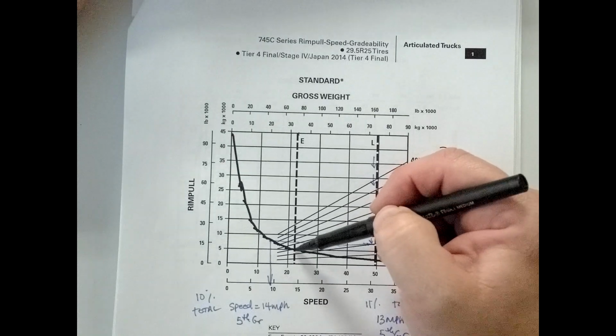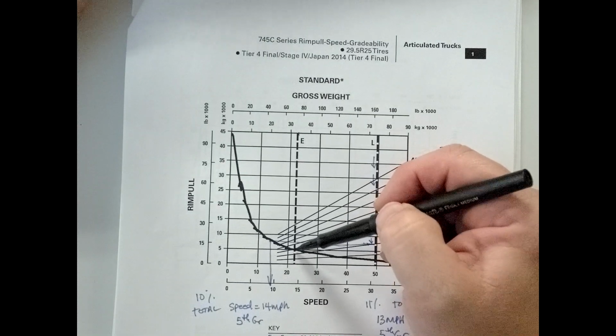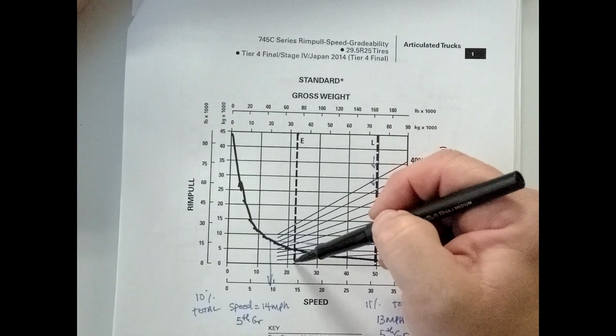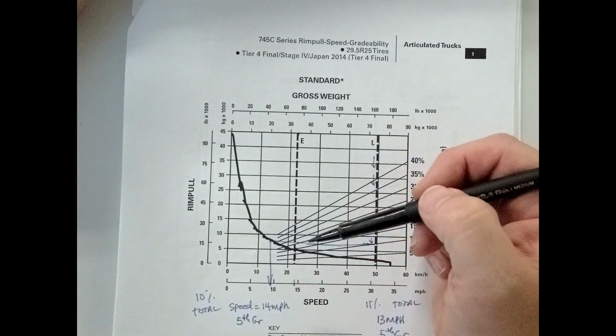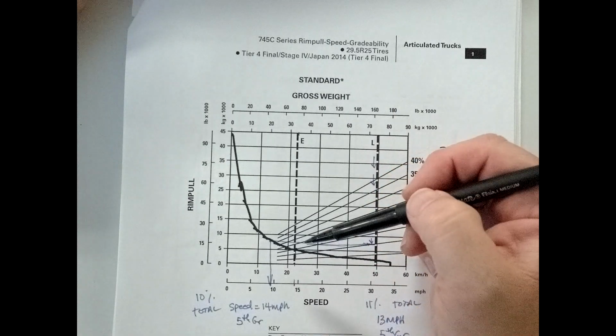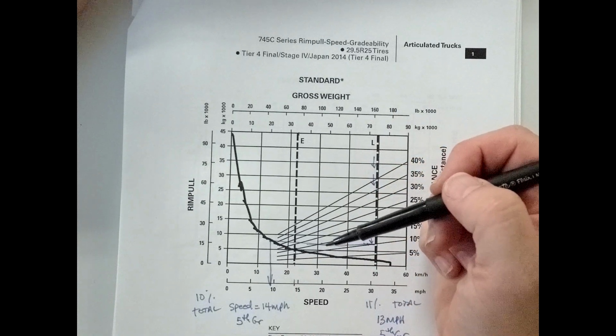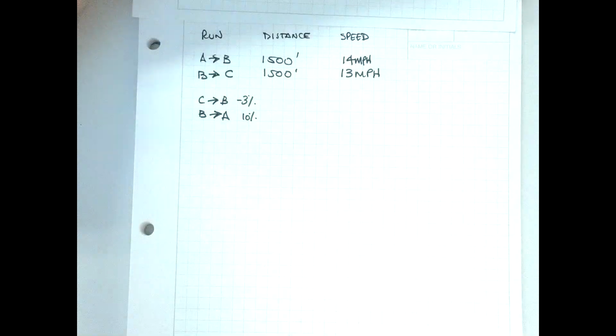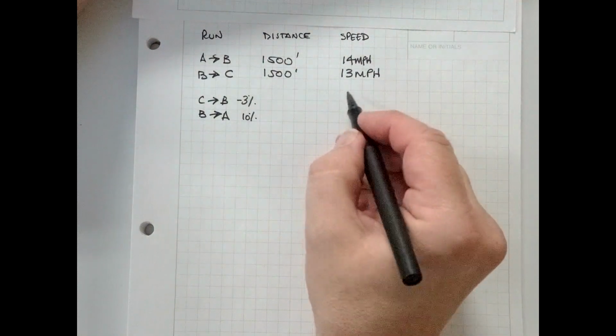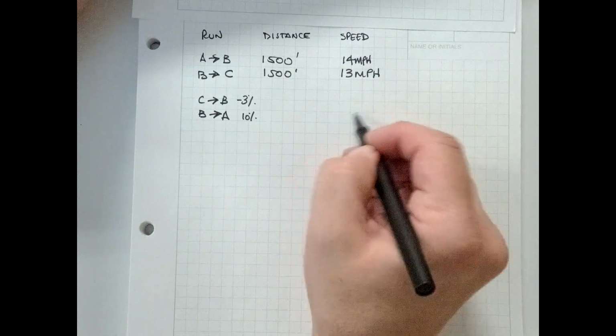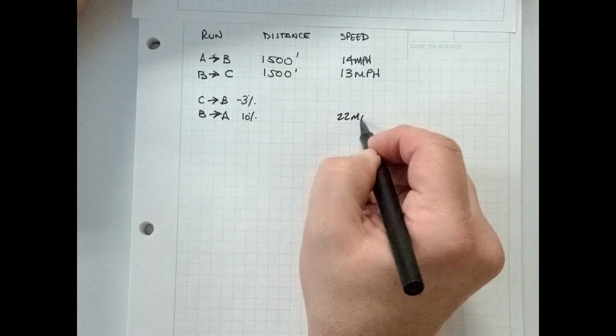It looks like it's in the higher gear, and if we go down, we're going about 22 miles an hour, right? So a little bit faster coming back. That makes sense. It's not as heavy. So then this value for the 10% is 22 miles per hour.